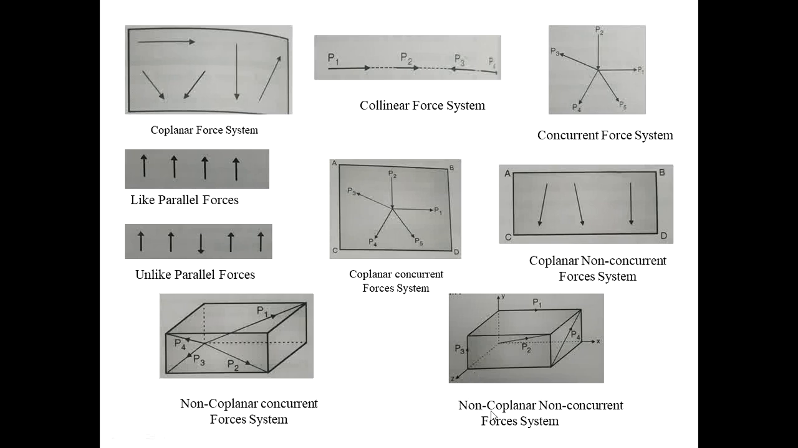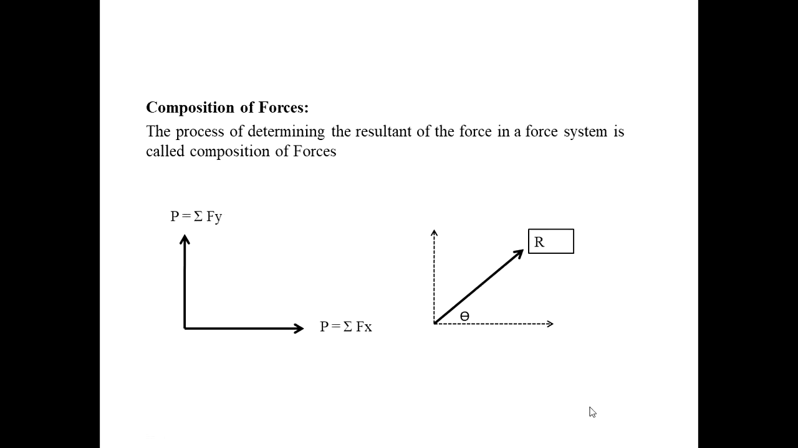Then the last system is the non-coplanar non-concurrent force system. In this system, the forces act on different planes and at different points. So that's why it's called a non-coplanar non-concurrent force system. P1, see here, P1 force is acting on the upper face of the body, P2 on the back side of the body, P3 on the front side, and P4 on the right side face of the body. So all forces are acting on different planes and different points. That's why it's called a non-coplanar non-concurrent force system.